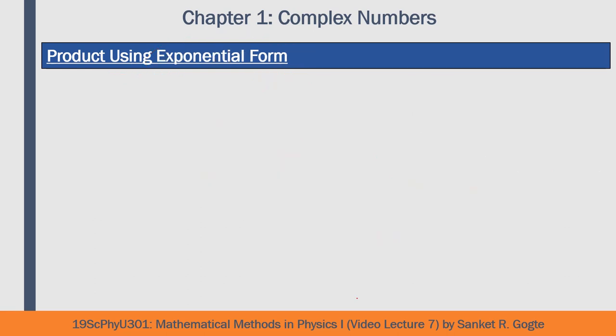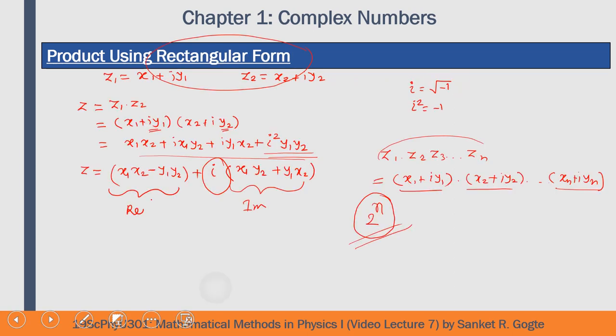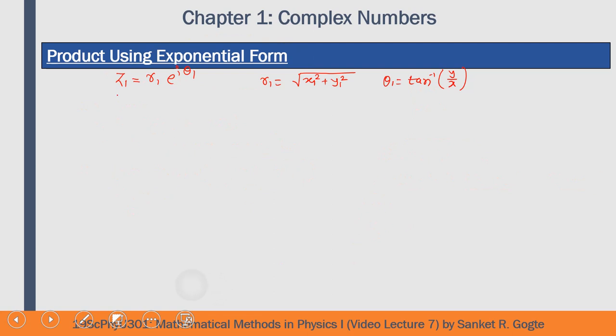We can use the exponential form. Since we are using exponential form, let me write z1 as r1 into e to the power i theta 1, where r1 is equal to square root of x1 square plus y1 square, and theta 1 is tan inverse of y by x. You know how to find the argument of the complex number, and the same is true for z2, which is r2 into e to the power i theta 2.